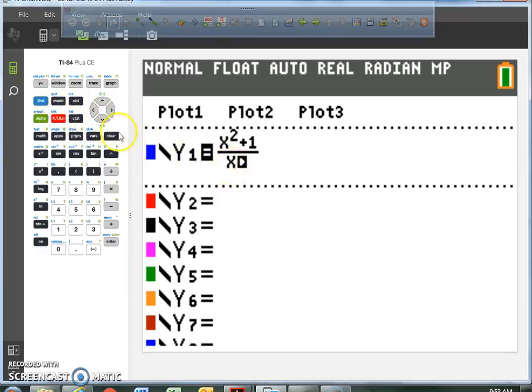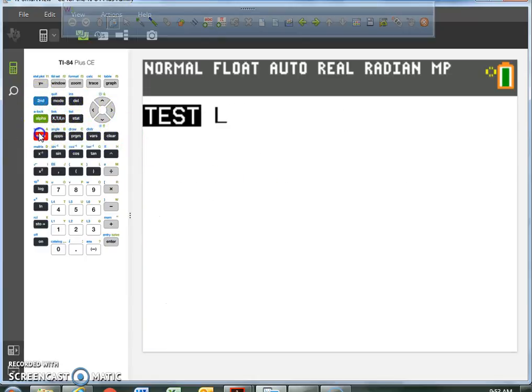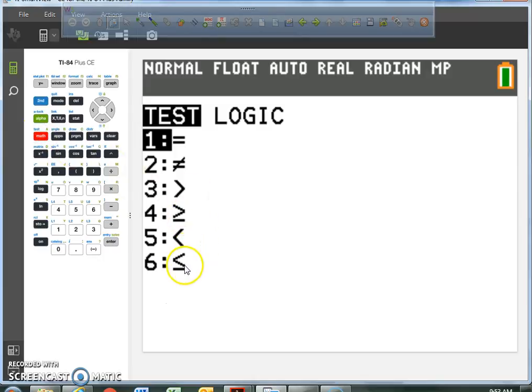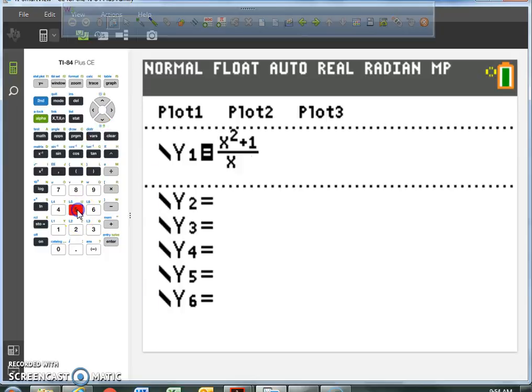Hold on, x is second math. Is it less than or equal to, greater than or equal to? Is it greater than? What is it? Less than? So number 5. So we're only going to plot points that are less than 1.